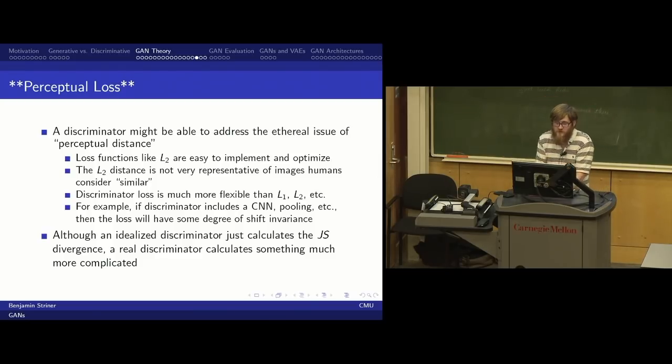Really, if two images are shifted over a little bit, the L2 skyrockets, but to you and me, they look the same. And we've been searching for a good loss function that represents that, and GANs give us a pathway to it.